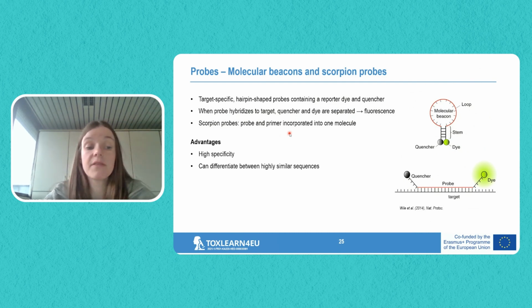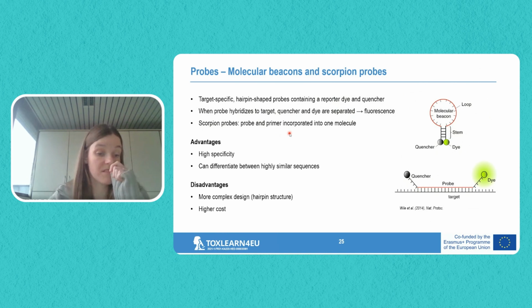The advantages of this method or of these probes is that they're also highly specific because they're specifically designed for their target gene, and also that these can differentiate between highly similar sequences. However, a disadvantage is that it's more difficult to design these because they need to specifically have this hairpin structure. So these have specific requirements during design of the probe. And of course, there is also a higher cost related to those. So depending on your experimental setup, you should carefully consider which of these probes is most appropriate for the work that you want to do.